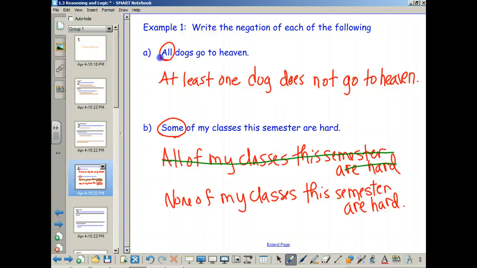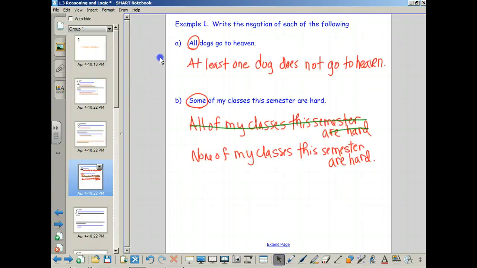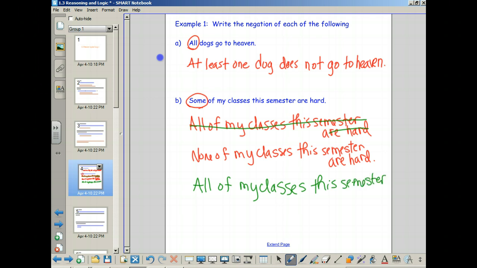So let me write this, although I don't think this is quite as natural. There is one other option. You could change the word some into all. Use green. I could write all. But if I wanted to use the word all, and I was emphatic about wanting to use the word all, I would have to do something like this. All of my classes this semester are not hard.